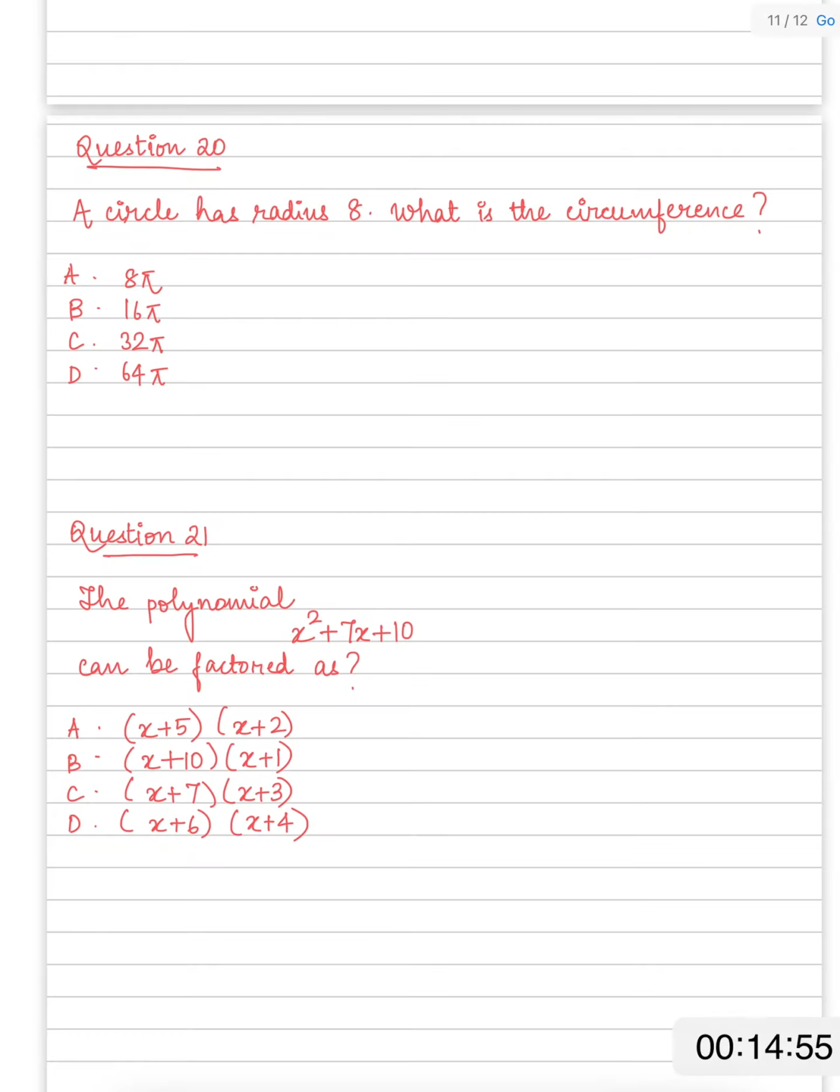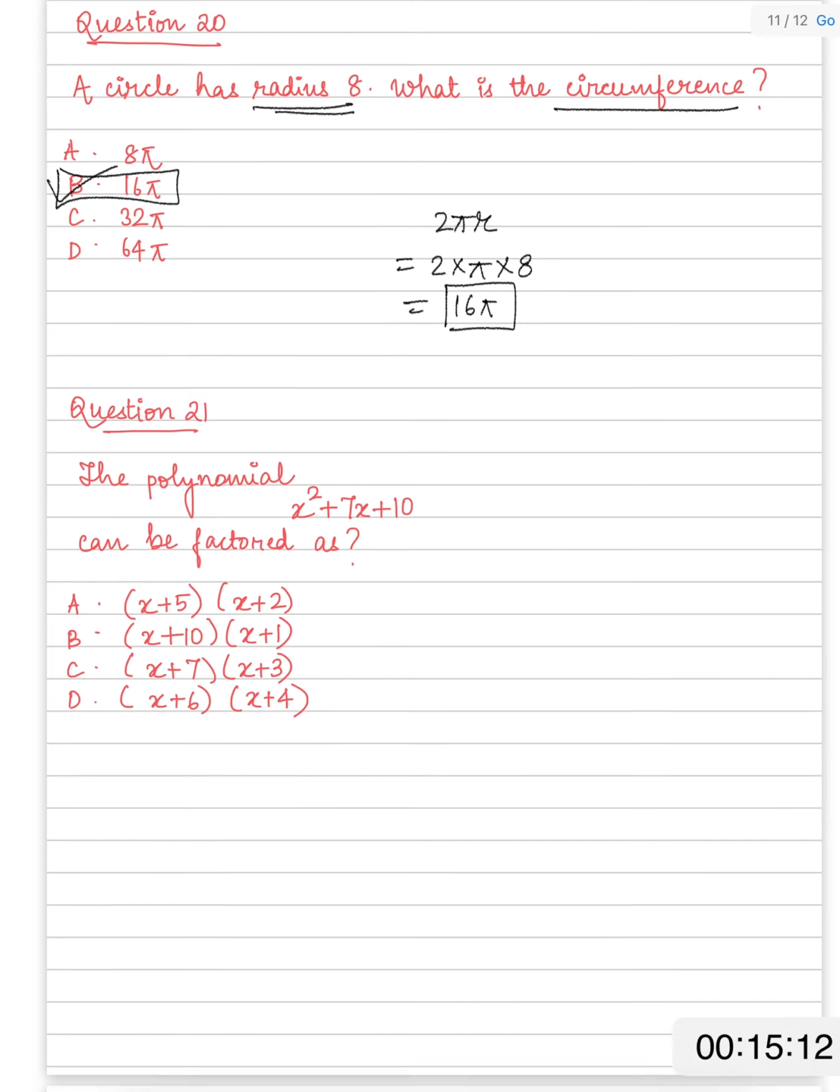Now for 20. A circle has a radius 8. What is the circumference? It is 2 pi r. So 2 into pi into 8, which is 16 pi. Right? So option B is the correct answer.